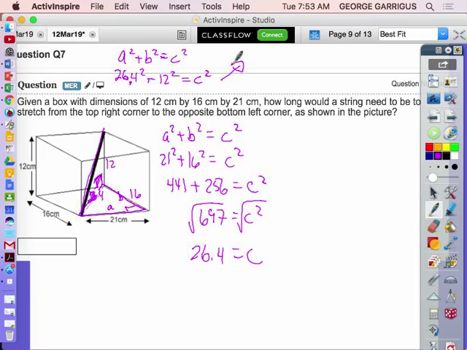26.4 squared is basically 697 if you round it. 12 squared is 144. And that adds up to 840. And if I take the square root of 840, I end up with 29. It rounds to 29. That was the answer for question 7.